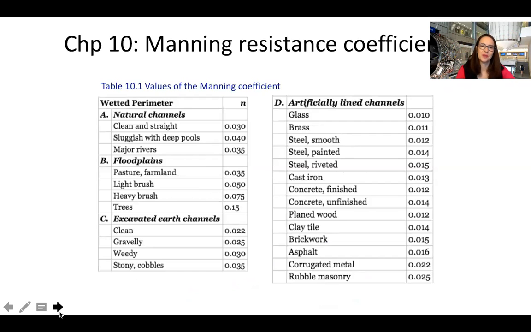Oh, here I do have table 10.1. Never mind. So here you go. Here you see the values of the Manning coefficient for different types of natural channels on the left, and then artificially made channels on the right. Ranges from about 0.01 up to 0.15 for trees.